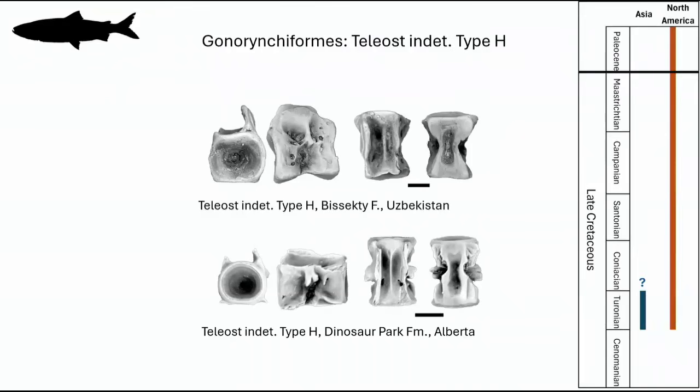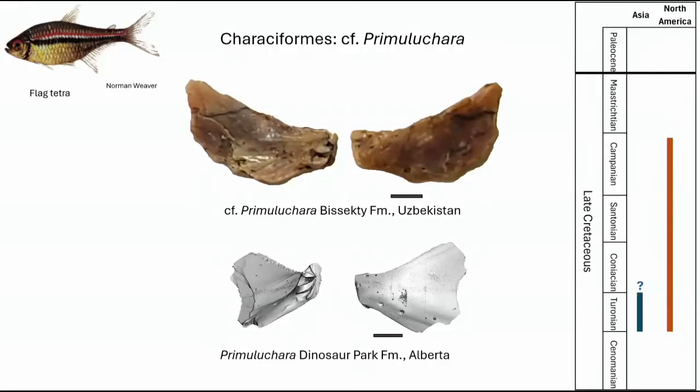Can't say too much about this. It's widespread in North America. We think it's related to Notagonius, but we don't know anything about its geography other than it's in North America and Uzbekistan. One of the most unexpected occurrences in Uzbekistan was this fish called Primuluchara, a characiform.